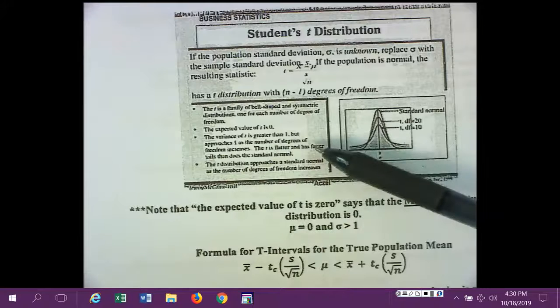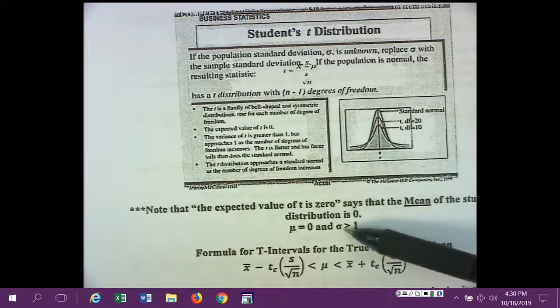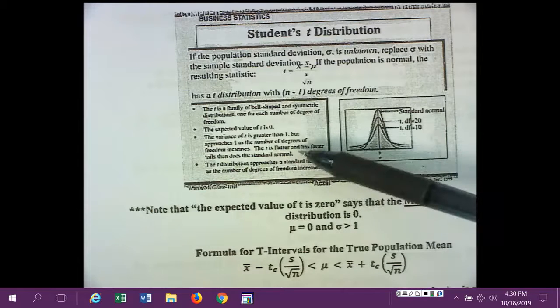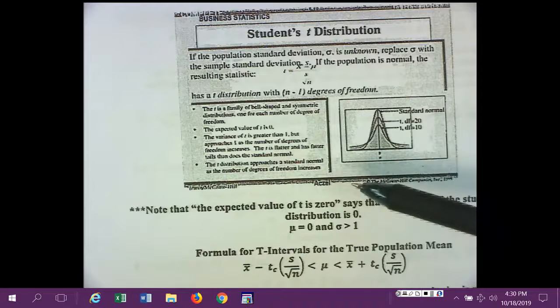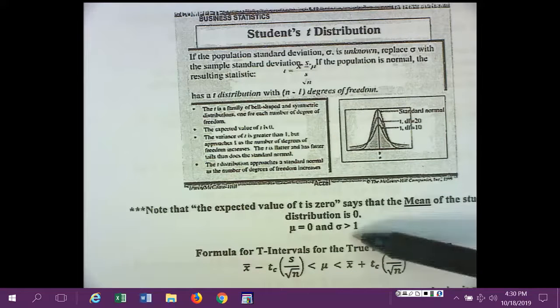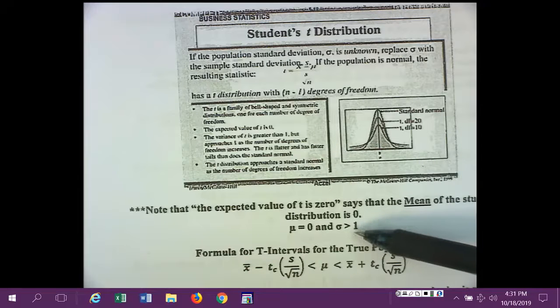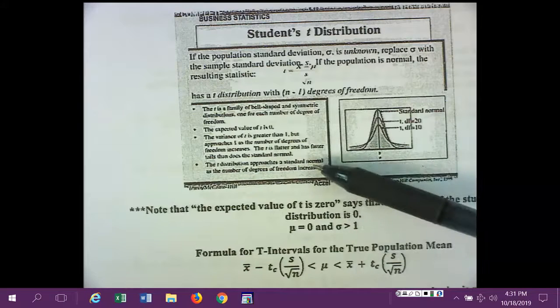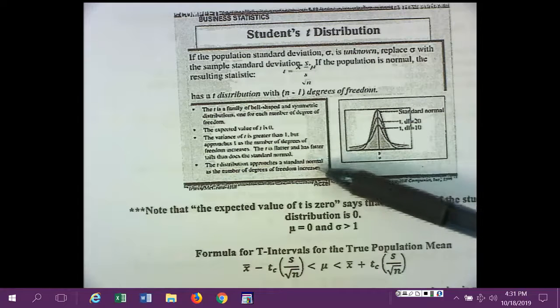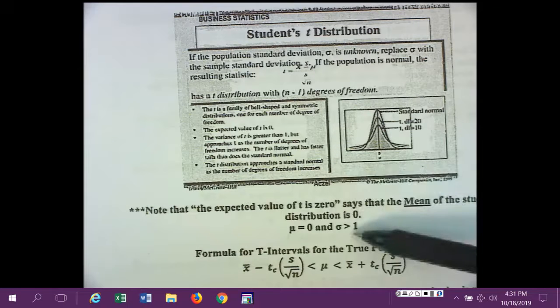One property that they do not share concerns standard deviation or variance. For the standard normal distribution or z-distribution, remember that the variance is exactly equal to 1. You could also say the standard deviation is exactly equal to 1. For the t-distribution, or the student t-distribution, the variance, the standard deviation, is strictly above or greater than 1.